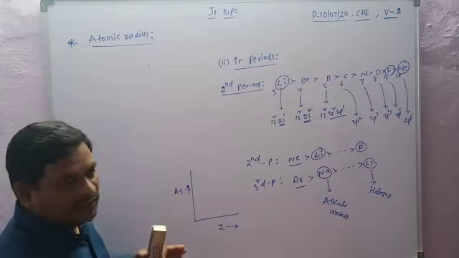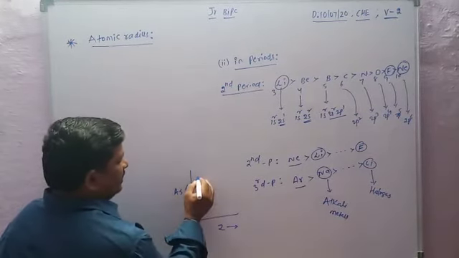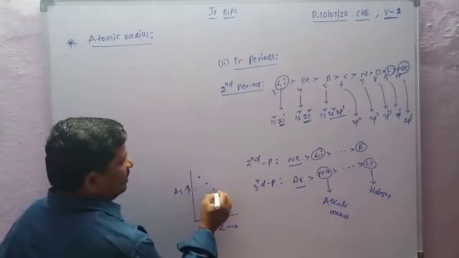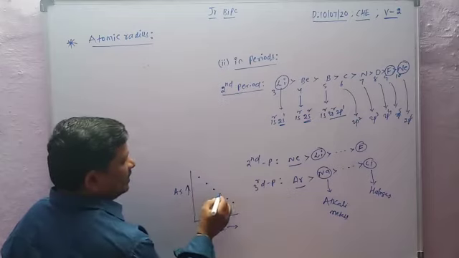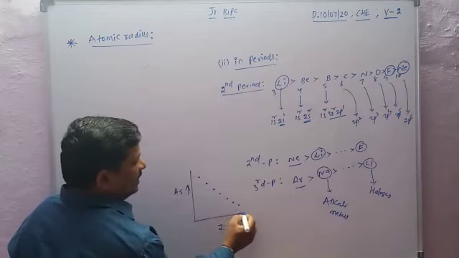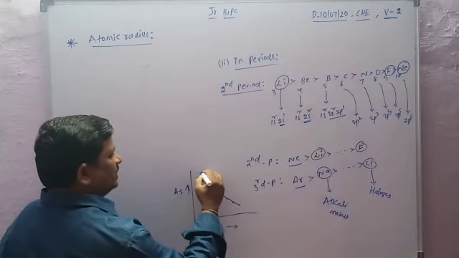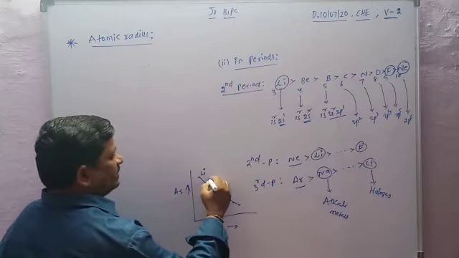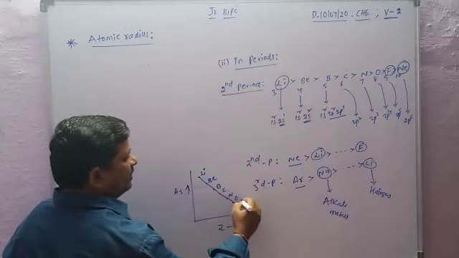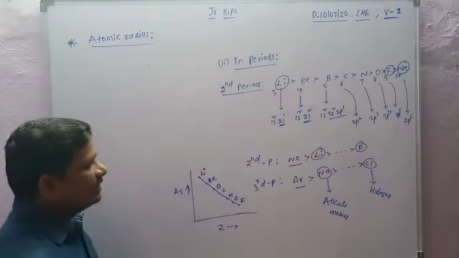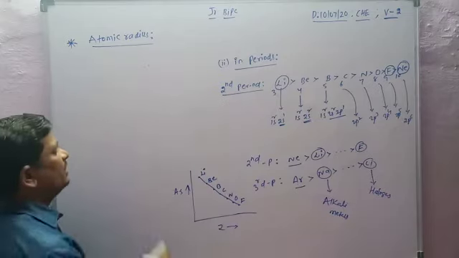From left to right, what happens? Size decreases. So it is lithium, beryllium, boron, carbon, nitrogen, oxygen, and fluorine. So it gives a negative slope. This is the variation of atomic radius in groups and periods.